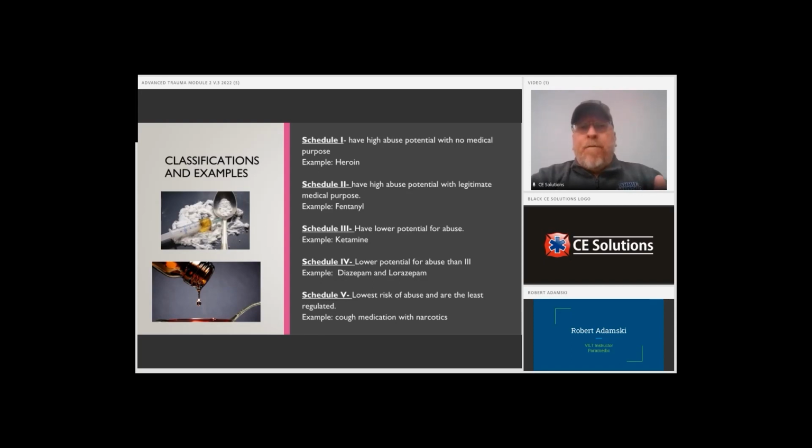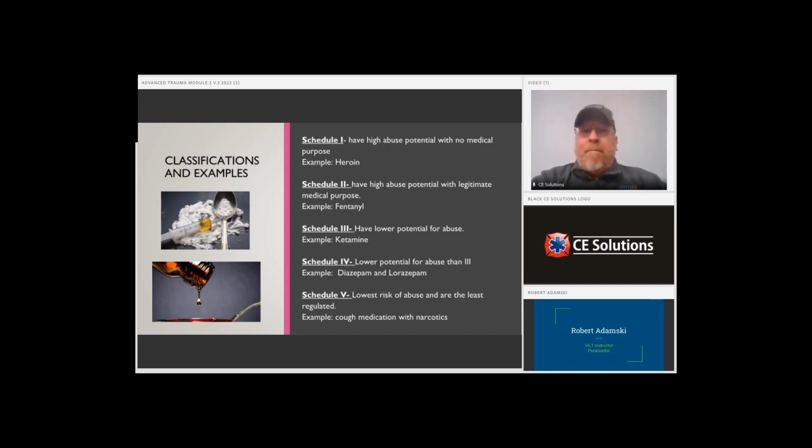Then we go from Schedule 2 to Schedule 5. Schedule 2 are medically approved drugs, but they also have the highest potential for harm and abuse. As you go down the schedule, Schedule 3, 4, and 5, those are medical drugs that have lesser degrees of potential for harm and abuse. So Schedule 2 drugs have a high abuse potential, but still have a legitimate medical purpose. An example would be fentanyl, for pain control.